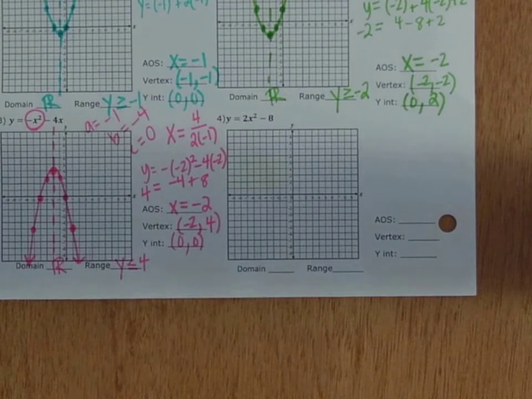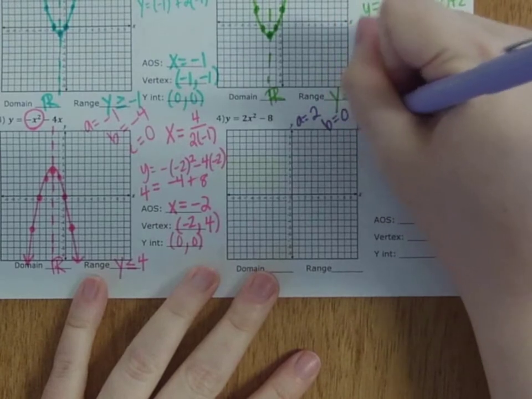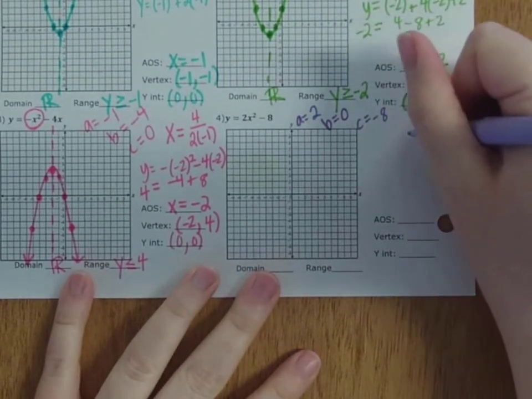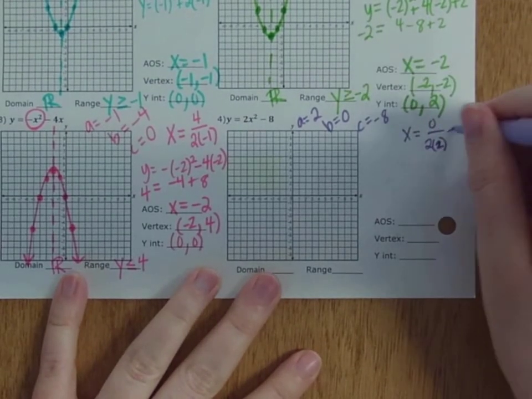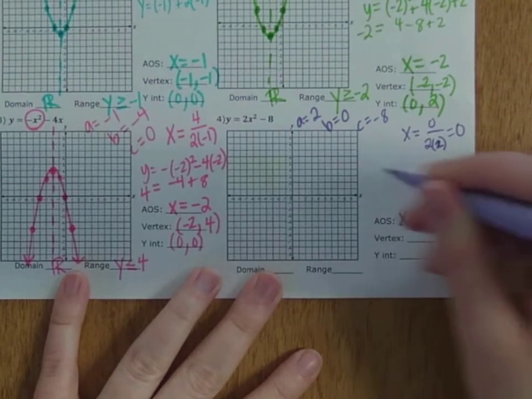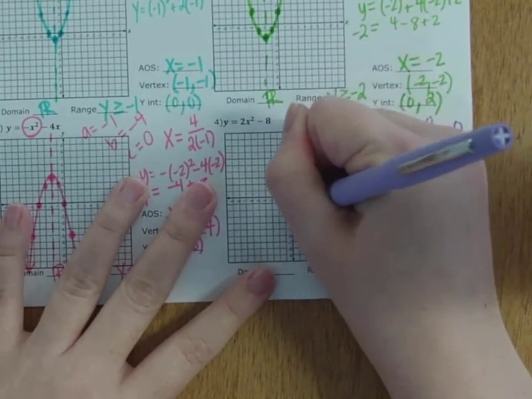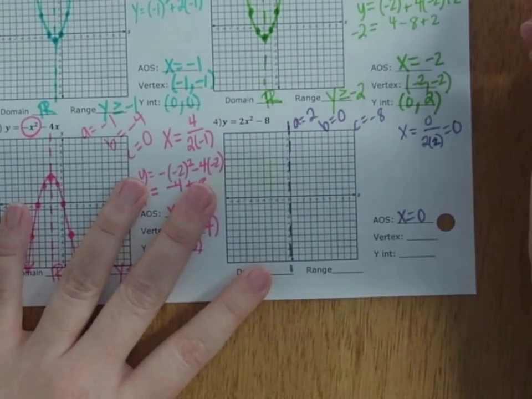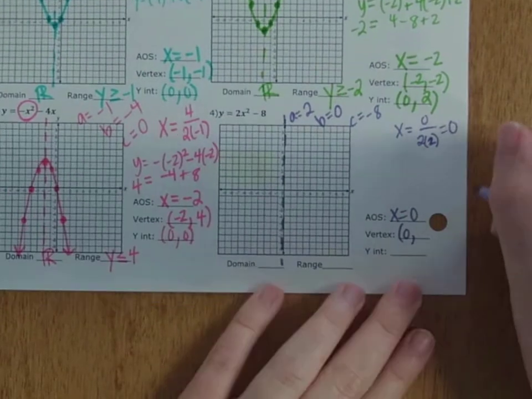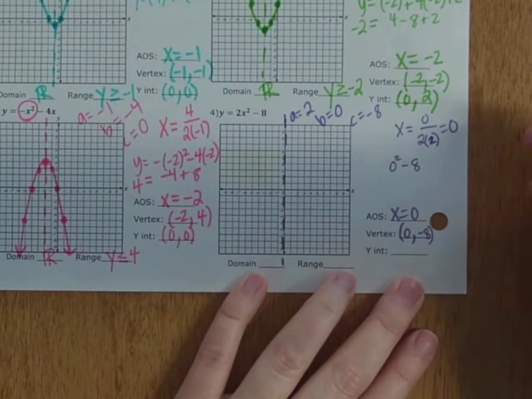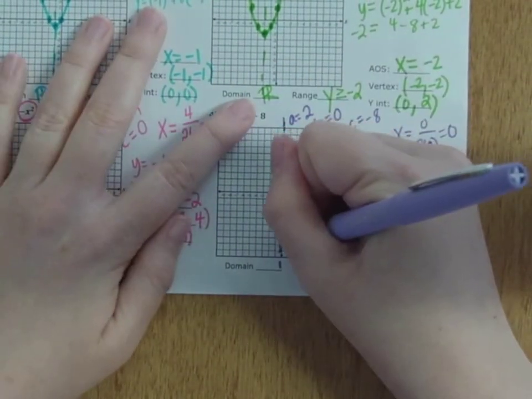Number 4. What is A? 2. What is B? 0. What is C? -8. So x equals 0 over 2 times 2. But that still equals 0. So my axis of symmetry is 0. When you do not see the B term, your parabola is going to be symmetrical around the y-axis. So plug in 0. My vertex will be at 0, what? -8. But where's my y-intercept? 0, -8. So here is when our vertex is the same as our y-intercept.